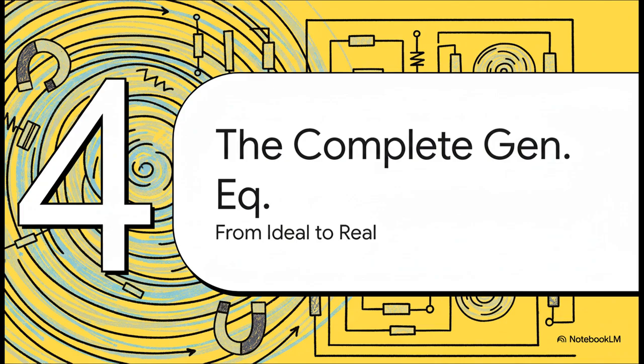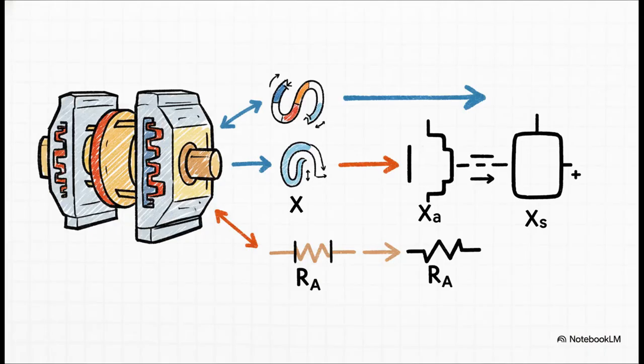So we've seen the physical effect. Now let's do what engineers do best and build a mathematical model that can account for everything. We need to translate these magnetic field interactions into circuit components that we can actually analyze. Okay, so here's how we model it. We represent that voltage drop from armature reaction as an inductor, which gives us a reactance, X.